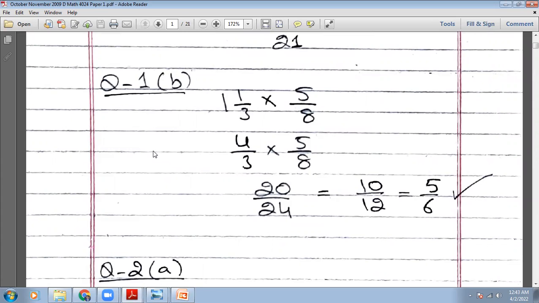So you can cancel them with the table of 2. You will have 10 by 12. And you can further cancel them with the table of 2. So you will have 5 by 6.